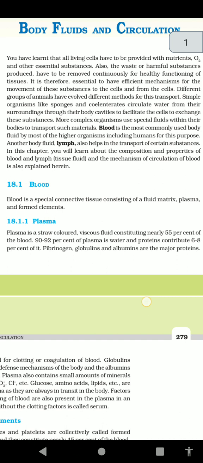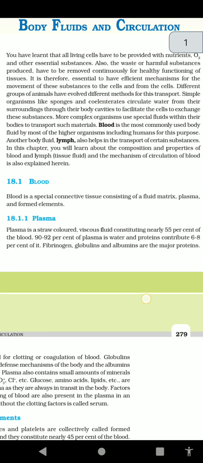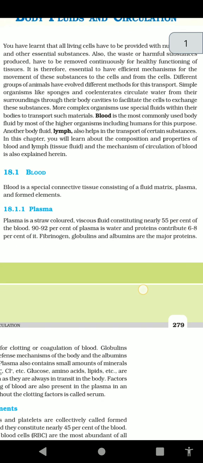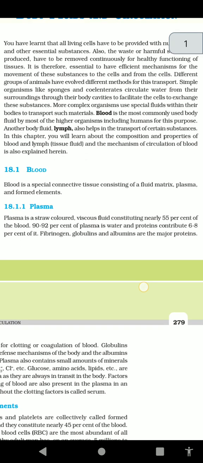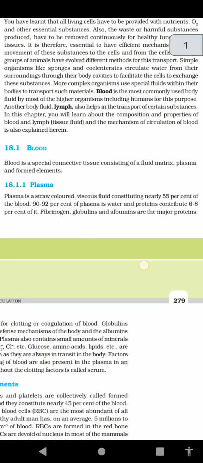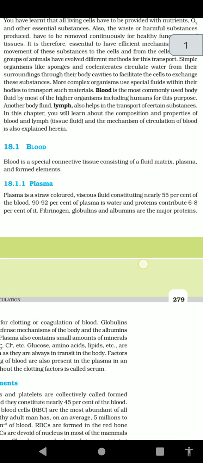Simple organisms like sponges and the coelenterates circulate water from their surroundings through their body cavity to facilitate the cells to exchange substances. More complex organisms use a special fluid within their bodies to transport such material. Blood is the most commonly used body fluid by most of the higher organisms, including humans, for this purpose.